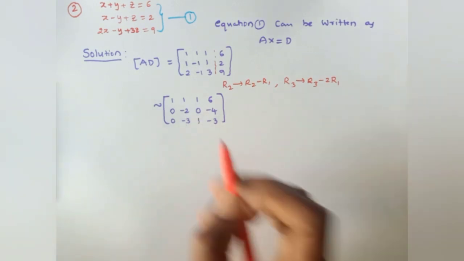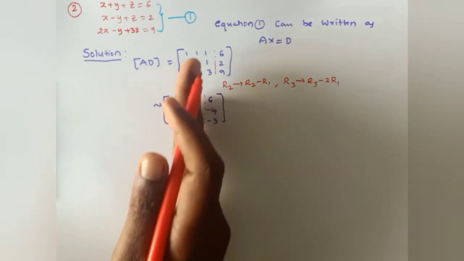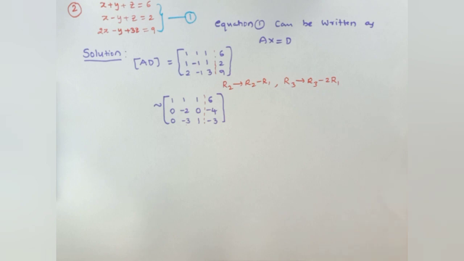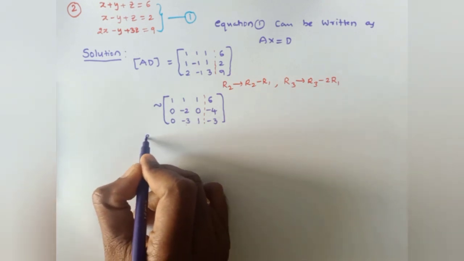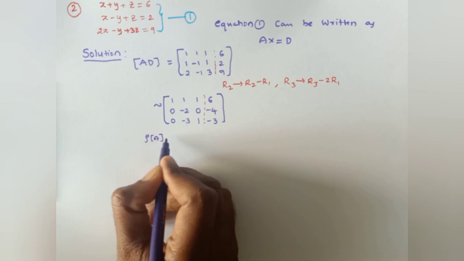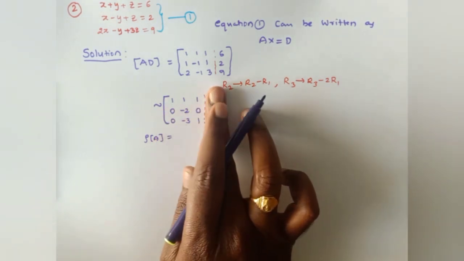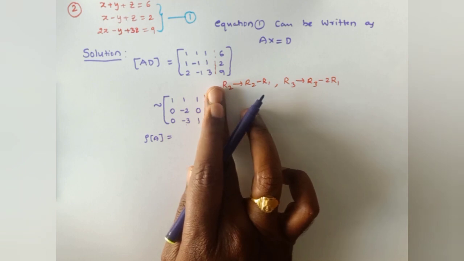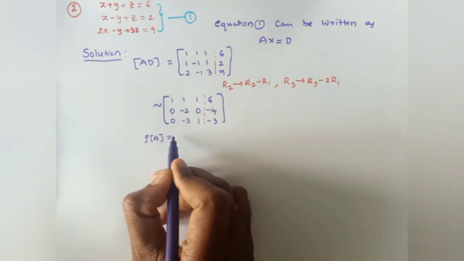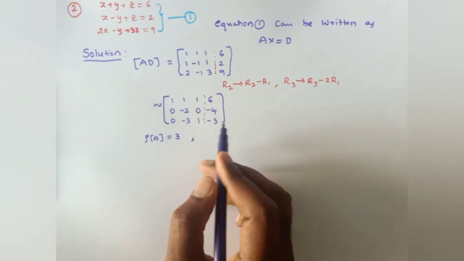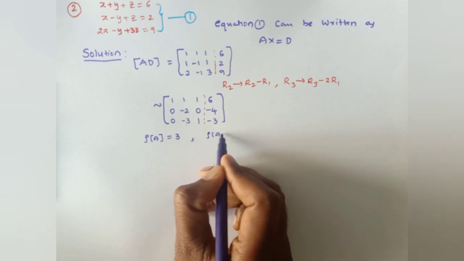So up to here, this is matrix A and this is AD. So here what is the rank of A? Rank of A is the number of non-zero rows. See, the first row is non-zero, the second row is also non-zero, and the third is also non-zero row. So therefore rank of A is 3, since the matrix A contains 3 non-zero rows after elementary transformations. And similarly rank of AD, obviously it is 3.